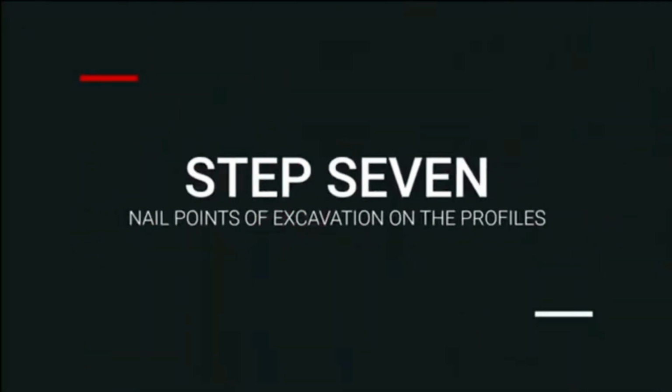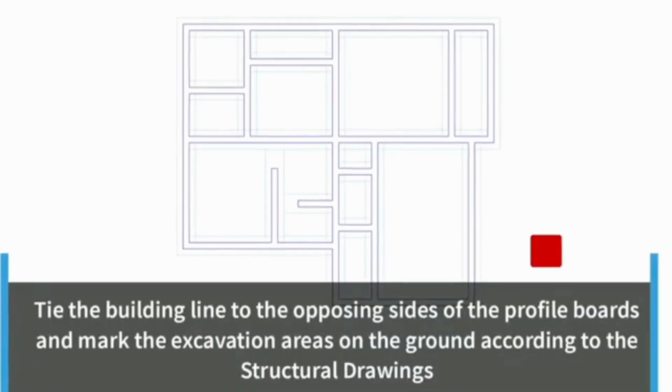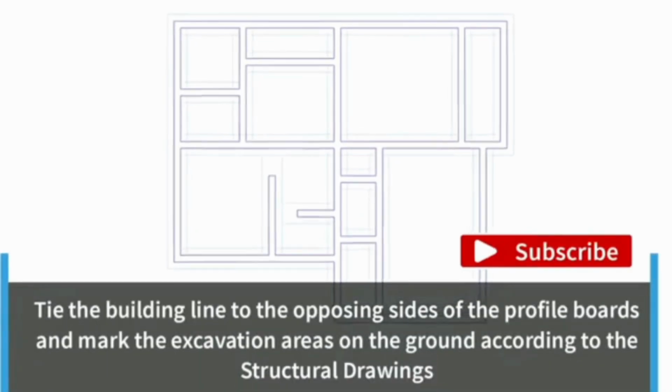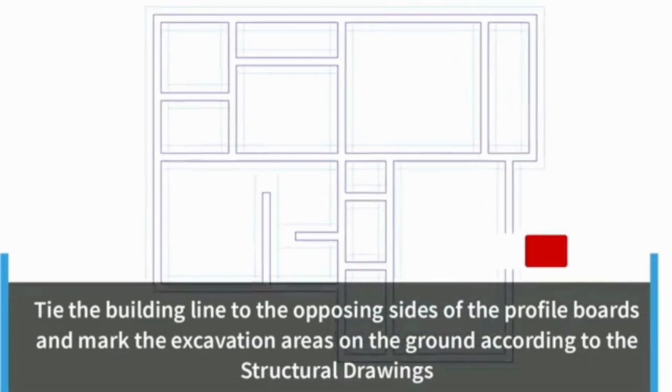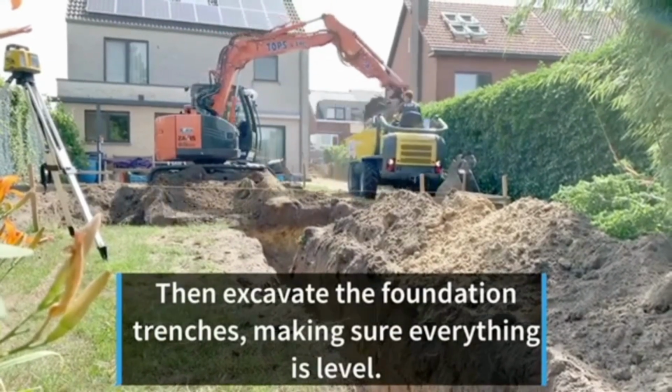Step 7. Nail points of excavation on the profile board and mark out spots on the battens for foundation trench excavation. The opposing side should be done in the same way. Tie the building line to the opposing sides of the profile boards and mark the excavation areas on the ground according to the structural drawings. Then excavate the foundation trenches, making sure everything is level.